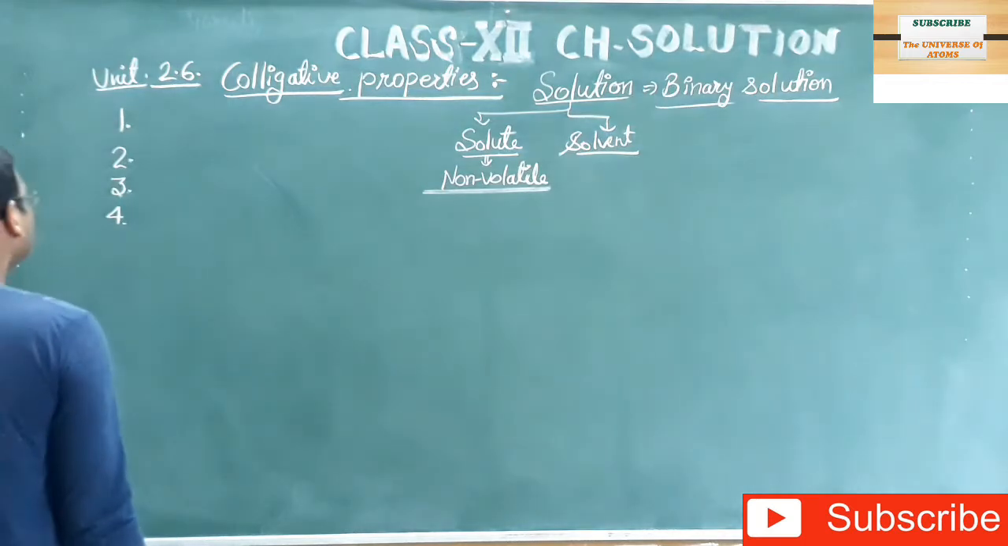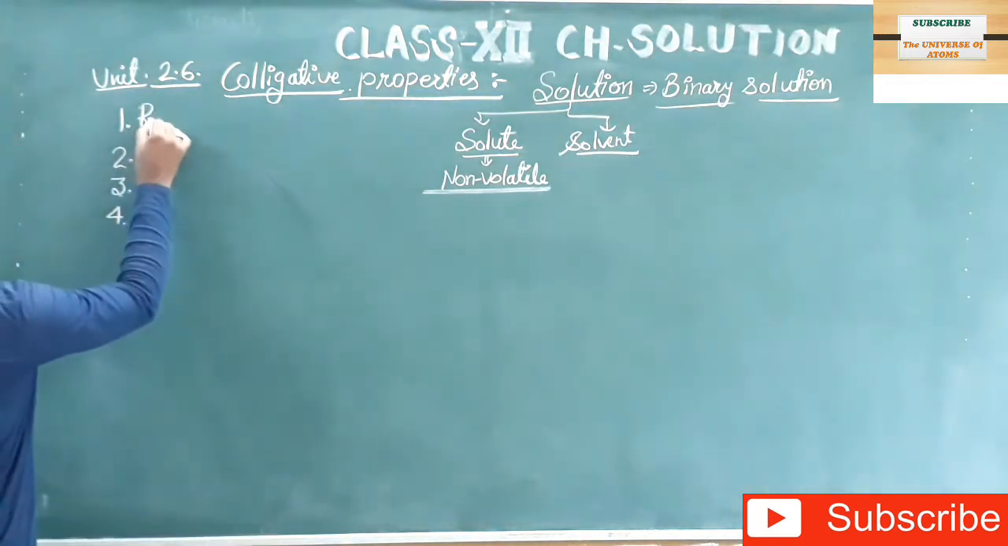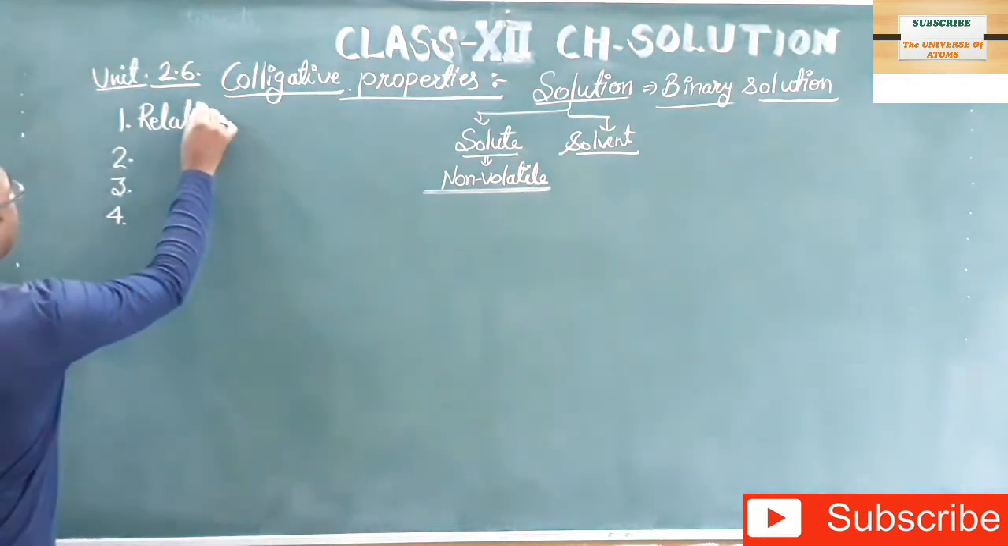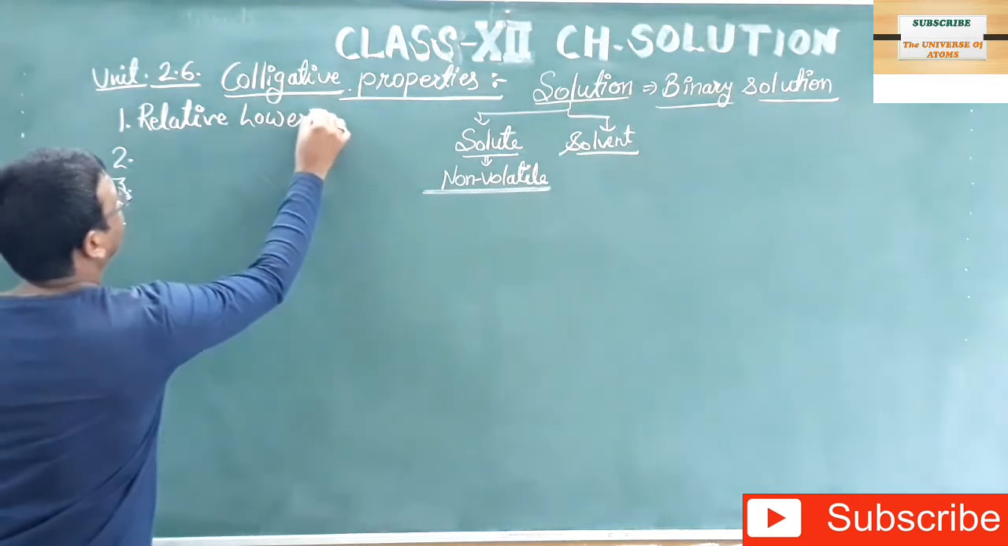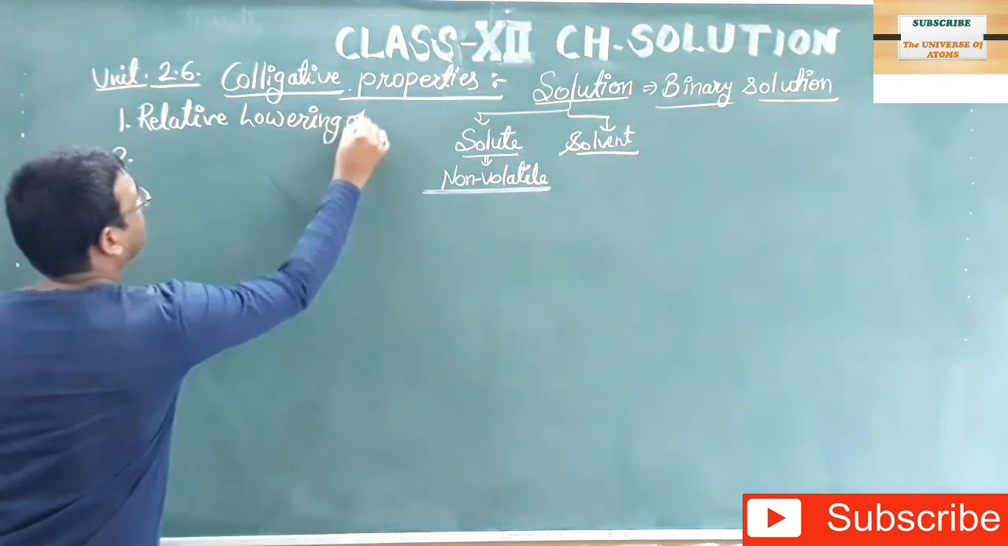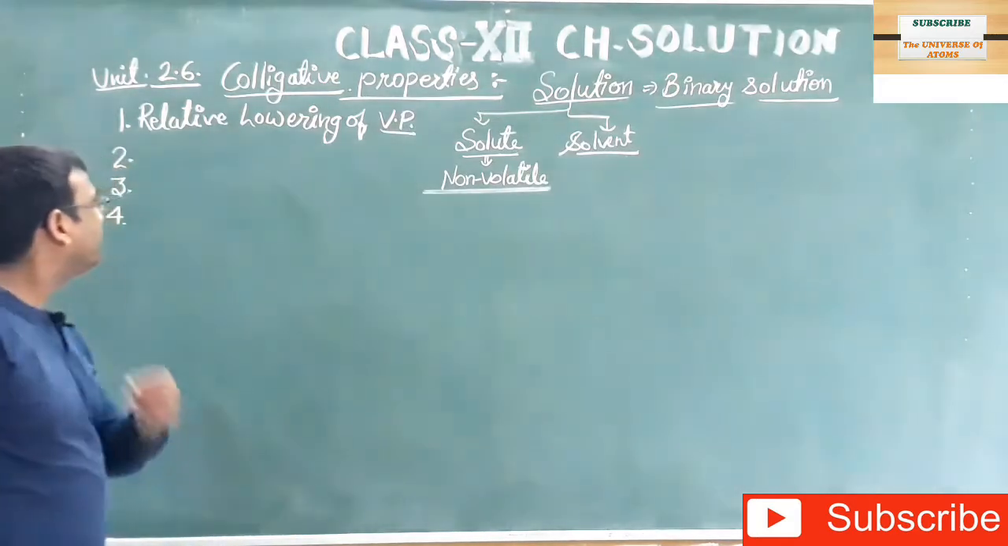Now what are the 4 colligative properties? The first one is relative lowering of vapor pressure. I have already told you about vapor pressure.